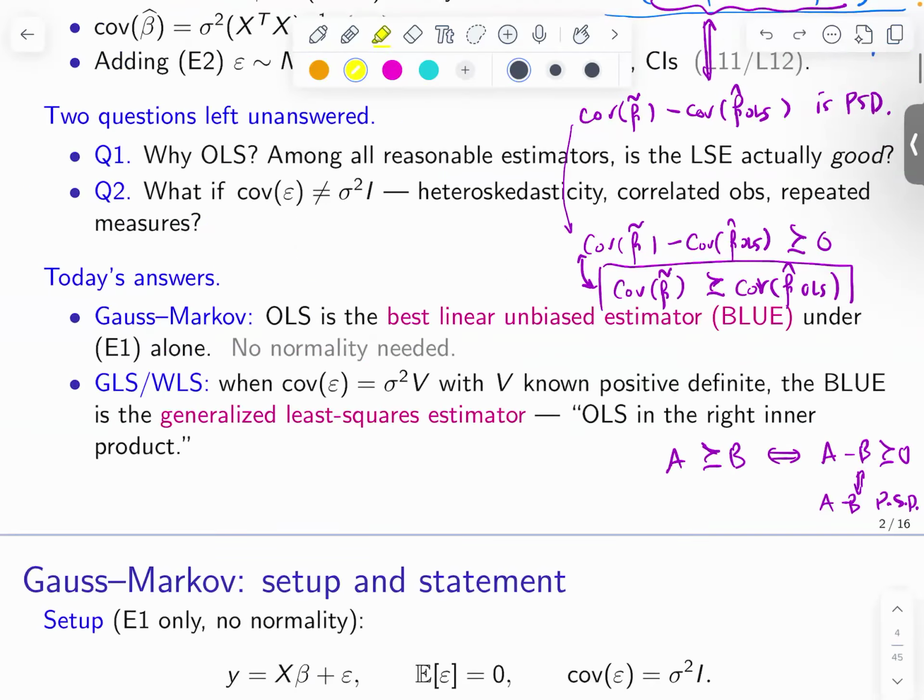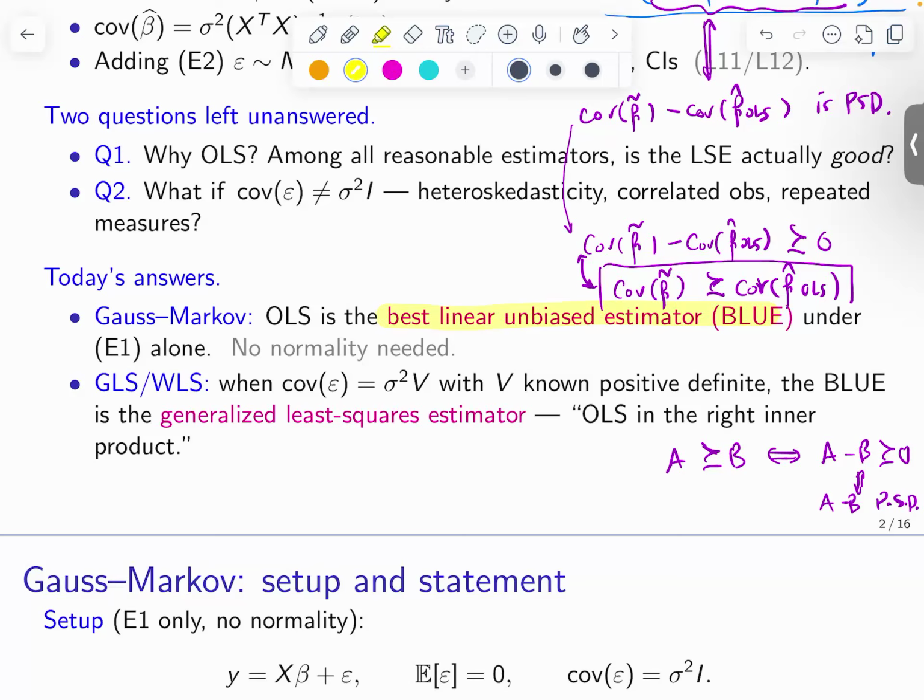Okay, so what I want, I didn't mention this. The thing that I want to prove is the Gauss-Markov theorem: under E1, OLS is the best linear unbiased estimator, the BLUE. It's unbiased and it's linear, and any other linear unbiased estimator is going to have a larger covariance matrix in this sense. So it's the best linear unbiased estimator.